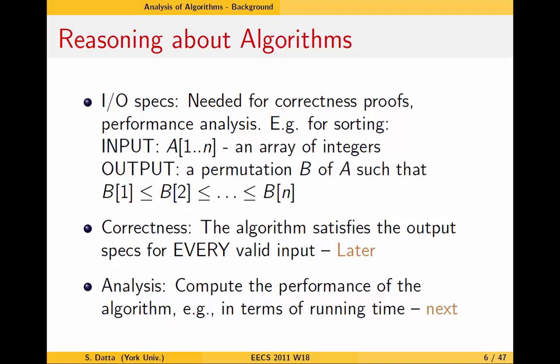So when we are reasoning about algorithms, the first thing to specify is what is the input and what is the output. We will see that correctness is defined in terms of valid inputs. Notice that our definition of correctness says nothing about robustness. That's a software engineering concern. Here we are trying to be very mathematical. So we say our program is correct as long as it satisfies the output specifications for every valid input. What it does on the invalid inputs, we don't care.